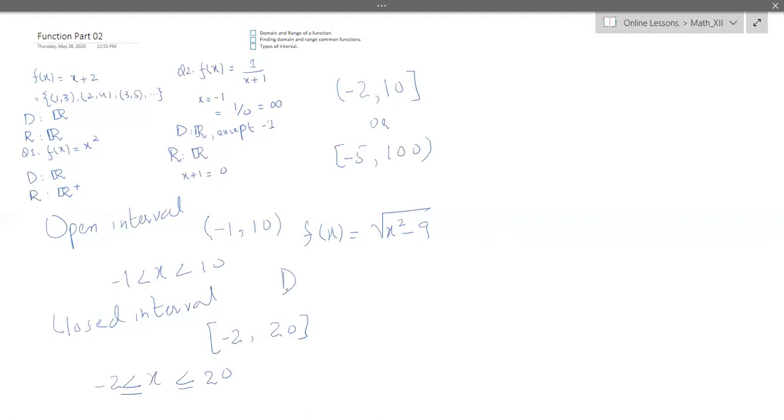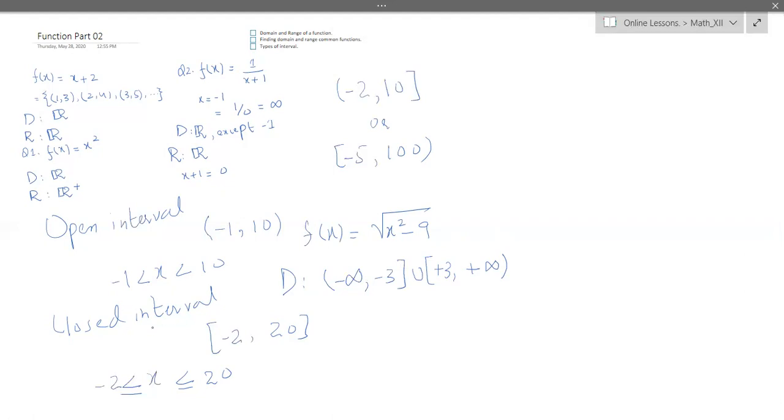I'm writing its domain. Its domain will be negative infinity to -3. So you can substitute, let's say, -100 or -1 million. And there's one more, from +3 to +infinity, and the union of these two sets. So this is the domain of this function. That's quite different and difficult, I would say, as compared to other functions.